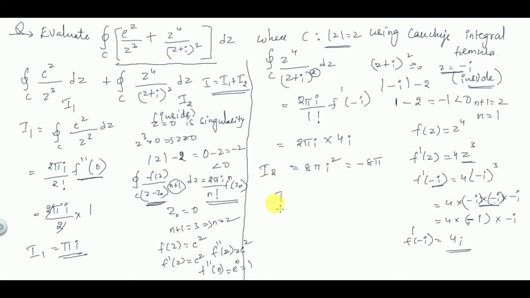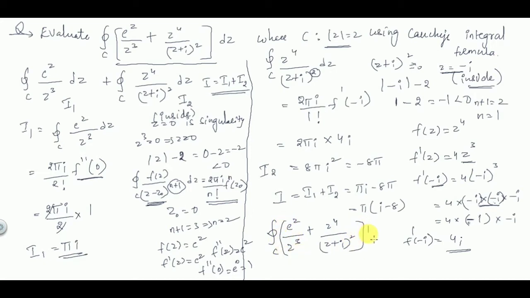So the value of total integral I is equal to I1 plus I2. So it will be pi i minus 8 pi. So if you take pi as common, you'll get pi into i minus 8. Okay. So therefore the integral over C of e power z by z cube plus z to the power of 4 by z plus i whole square into dz is equal to pi into i minus 8.